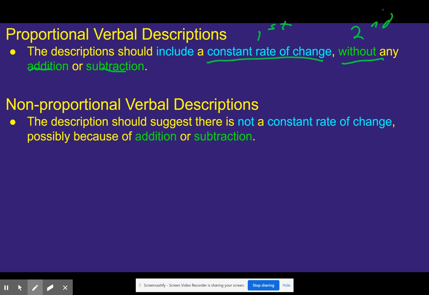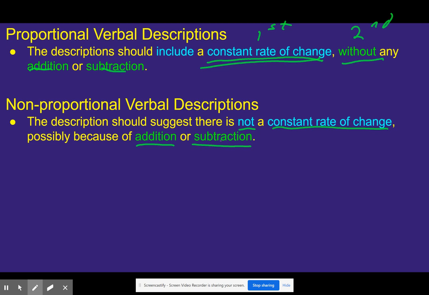Is there anything in that situation that's going to cause you to start off with something and then increase or decrease? Is there anything in that situation where you'll be subtracting a value? I'm talking about a constant value, not the constant rate of change. Rate of change, remember, has that variable attached to x. Of course, non-proportional is just the opposite. There's not a constant rate of change, possibly because of addition and subtraction.